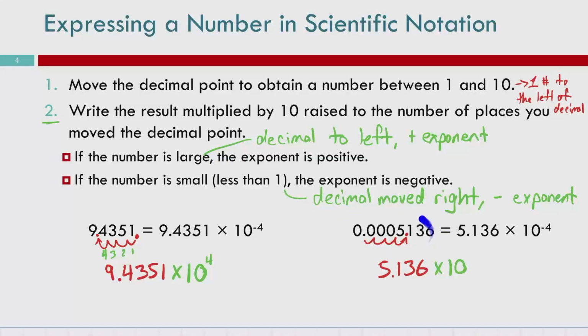Our other example: small number. If we got paid this amount of money, we would not notice. It might honestly be annoying. I'd say no thank you. Okay, so we're going to move the decimal to the right. We moved it 1, 2, 3, 4 spots. And it's a small number, and so we put the negative in front, 10 to the negative 4.